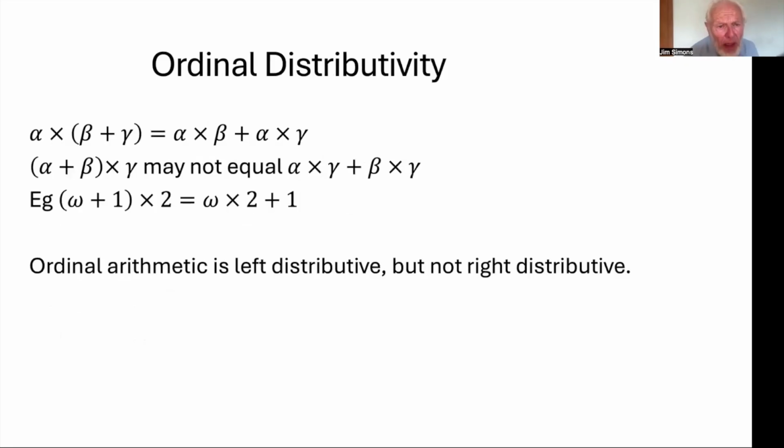One other thing, addition and multiplication come together. So this distributive law holds: alpha times (beta plus gamma) is alpha times beta plus alpha times gamma, because this is beta lots of alpha and then gamma lots of alpha, and they're both that. But this is not necessarily true. In fact, we already met this one, because (omega plus 1) times 2 is omega plus 1 plus omega plus 1, which is really just omega plus omega plus 1. In other words, ordinal arithmetic is left distributive, but not right distributive.